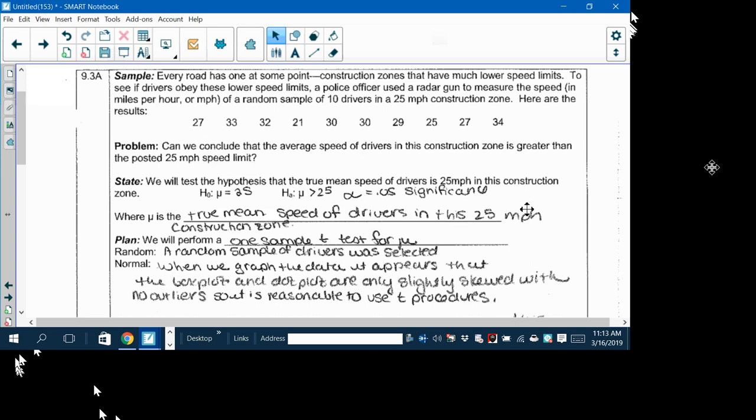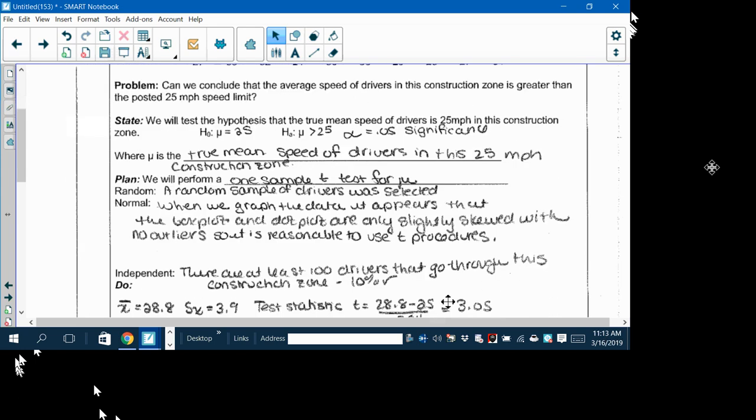We want to test it with a 0.05 significance level, where mu is the true mean speed of drivers in the 25-mile-per-hour construction zone. So we want to perform a one sample t-test for mu. You want to talk about your conditions.